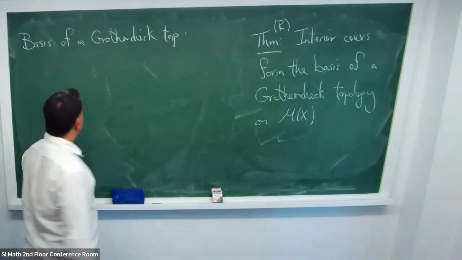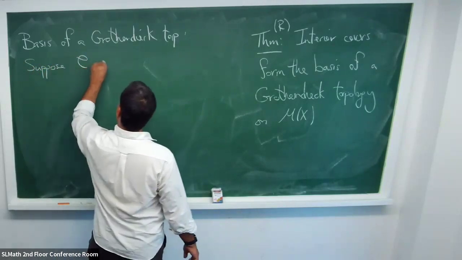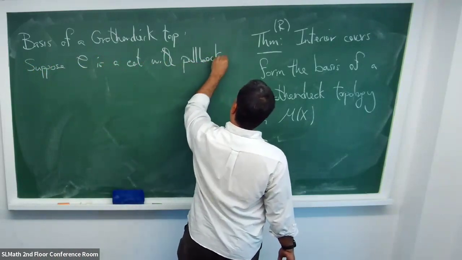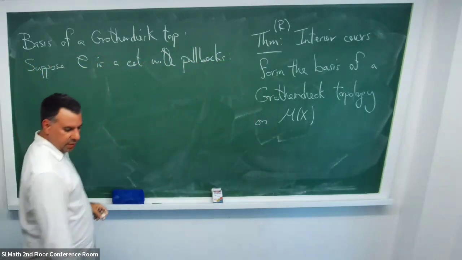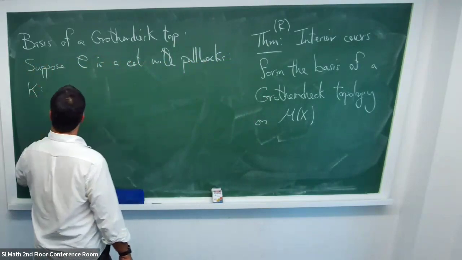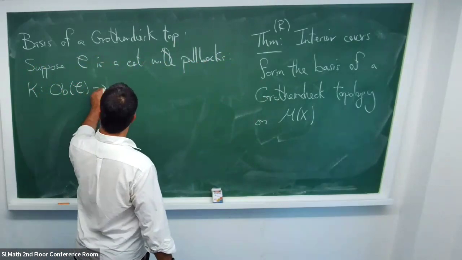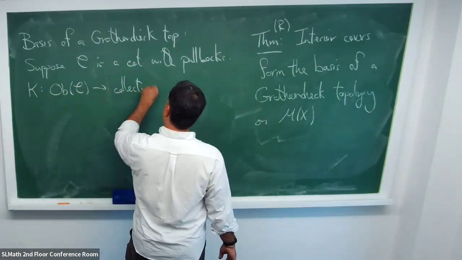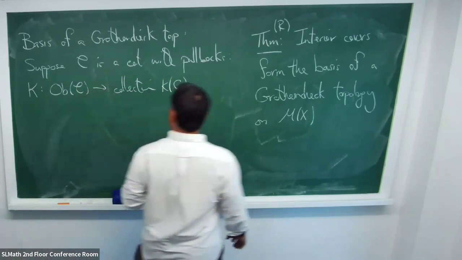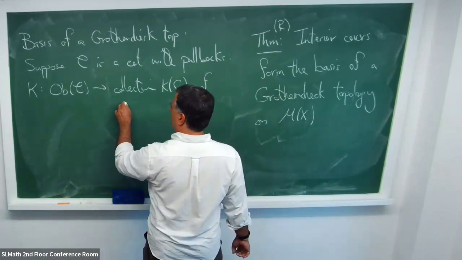Okay. So if I have some category of pullbacks, and I'm going to take C, let's see, K, sends every object to a collection of morphisms, or various ways you can say this.